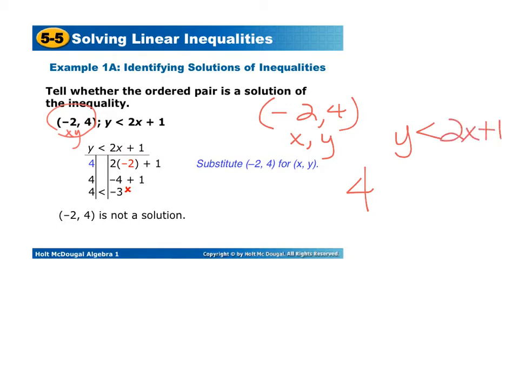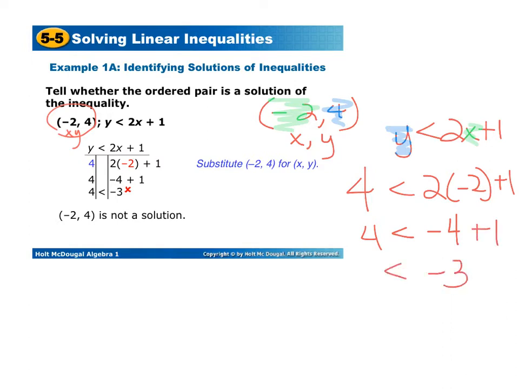I'm basically replacing the y with 4, and then the x with the -2. So 4, is it less than 2 times -2 plus 1? What's 2 times -2? -4. And what's -4 plus 1? It's -3. Is 4 less than -3? No, it's not. So then you would say no, and see here they put not a solution.